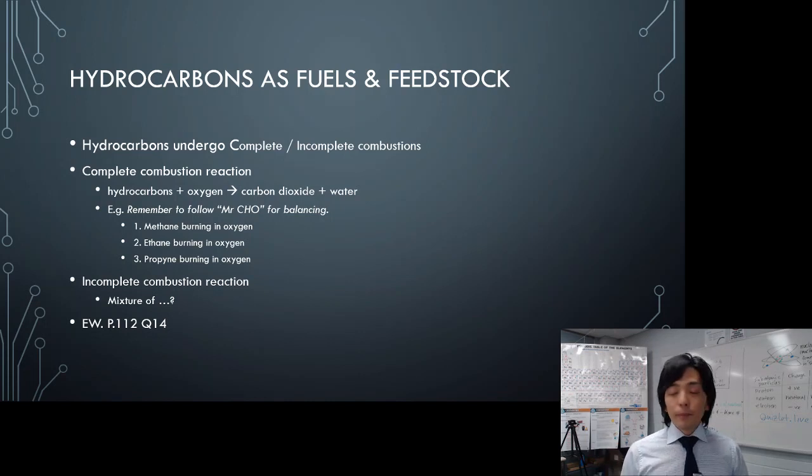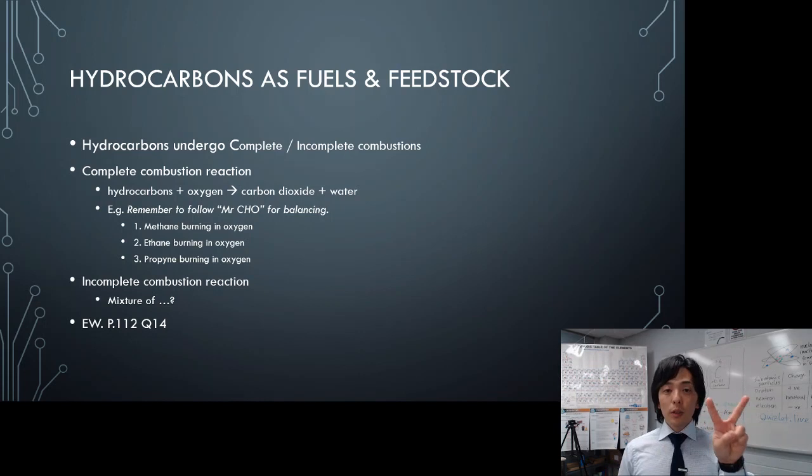Now, for balancing that equation, you have to balance C first, H next, and O. So follow Mr. Choi, CHO. Okay. Write three chemical equations with methane, ethane, and propane. Now, methane has got one carbon, and the rest of the bonds are filled up with hydrogen because it's a hydrocarbon. Ethane has got two carbons, and the carbons are bonded to each other. The rest need to be filled with hydrogens. Should be 2 times 2, and then add 2 after that. Should be 6 hydrogens there.